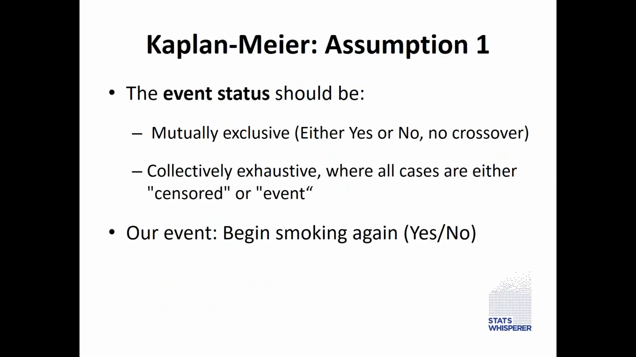So the event status. There are 6 assumptions when it comes to the Kaplan-Meier test. We're going to go over each of the 6 cursorily. The first is that the event status should be mutually exclusive, either yes or no. There's no almost, there's no crossover. And also collectively exhaustive, where we know that the event was either censored or the event occurred or did not. So our event fits these criteria. We just want to know, did people start smoking again? So that's yes or no.